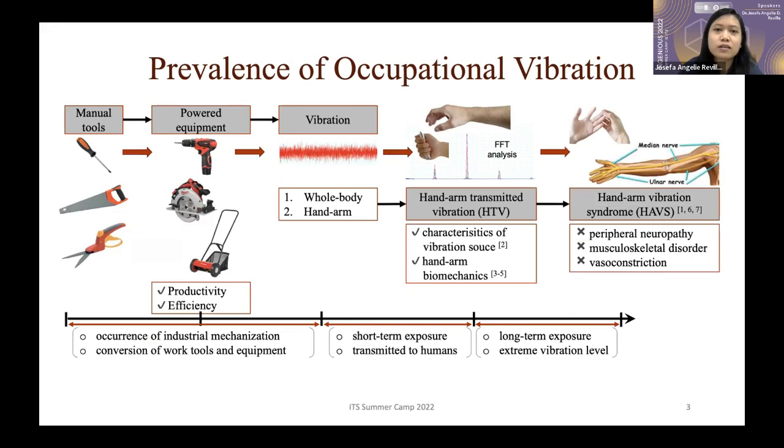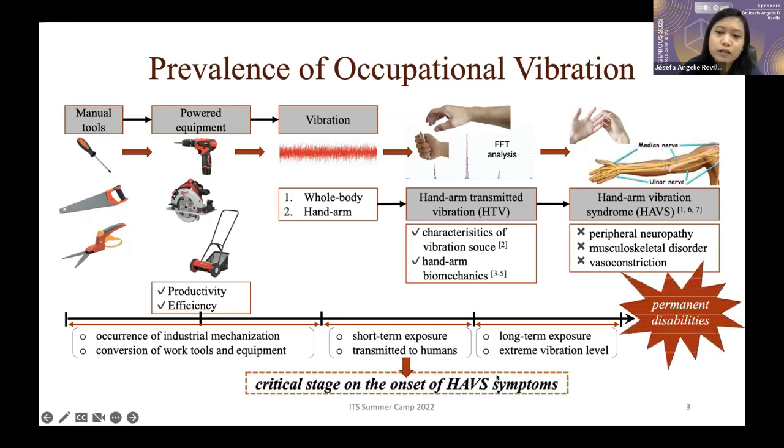And in the long term, continuous and long-term exposure to a high level of vibration, given the extreme grip exertion and awkward posture, can all lead to what we call hand-arm vibration syndrome. Okay. This can lead to peripheral neuropathy, musculoskeletal disorder, and vasoconstriction. My main focus will be on the musculoskeletal disorder. And these can lead to permanent disabilities.